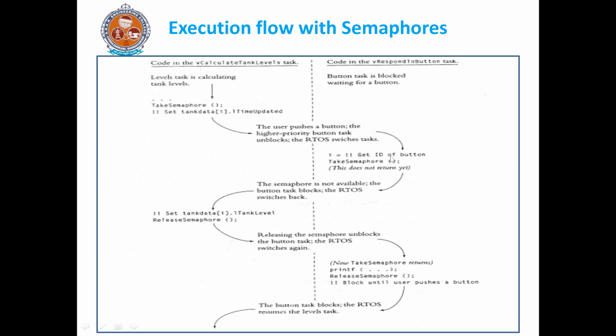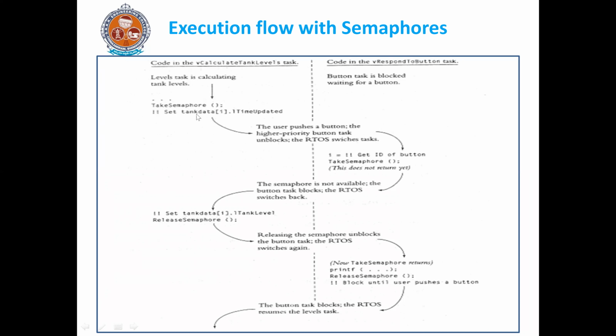So after coming to this button task, it will read the ID and then it will try to execute this take semaphore statement. But it cannot execute that because the semaphore is already held by the calculate tank level task. So because the semaphore is not available here, this task will be blocked and again the RTOS switches to the other task.